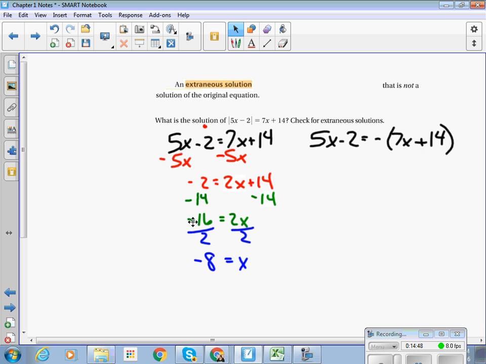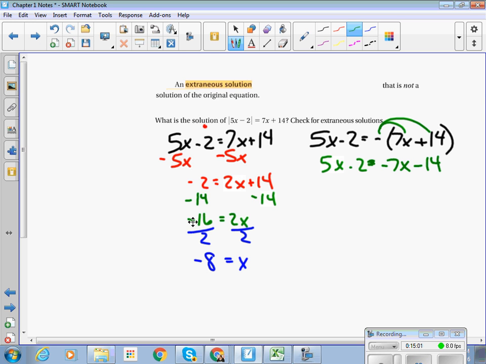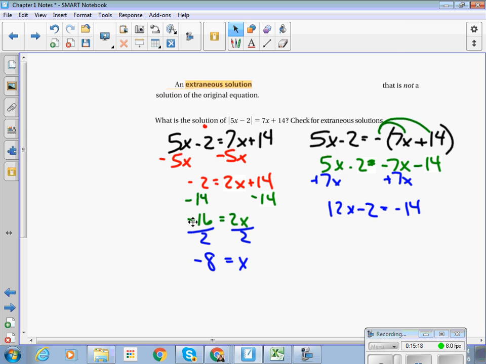Okay, we're going to let that sit for a moment, and we're going to come to our second equation here. The first thing I'm going to do is distribute out this negative to both items inside my parentheses. Negative 7x minus 14. Now here's where it changes a little bit. Between negative 7x and 5x, the smaller one is negative 7x, so he gets added to both sides. Then I'm going to add 2 to both sides.